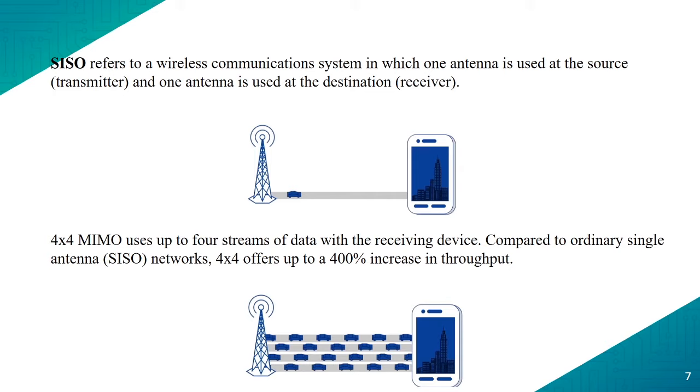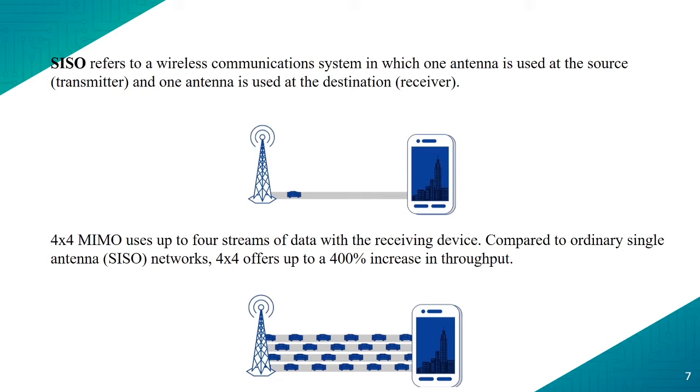Now in earlier systems we had SISO, basically single input single output, which refers to the wireless communication system in which one antenna is used at the source and one antenna is used at the destination receiver. SISO is the simplest antenna technology. The only advantage of the SISO system is the simplicity.